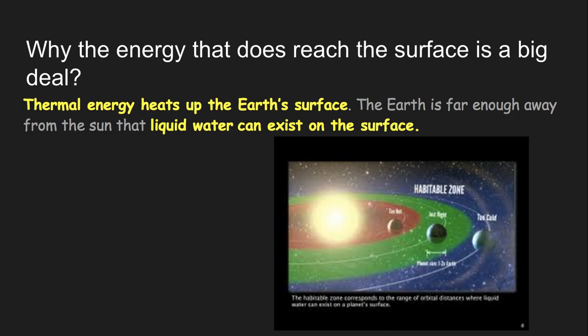So I'm on the back of my sheet now. Why the energy that does reach the surface of Earth is a big deal. Thermal energy, and you just need to write thermal energy, heats up the Earth's surface. It makes it nice and warm.